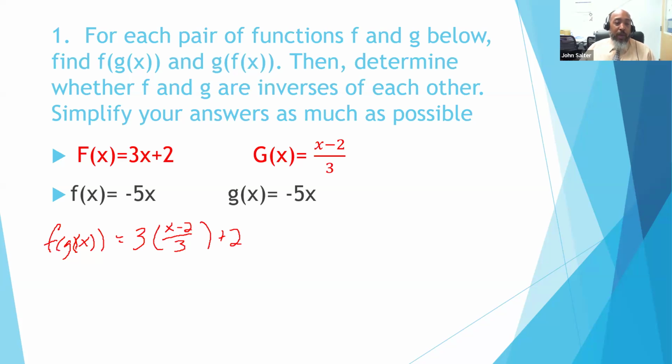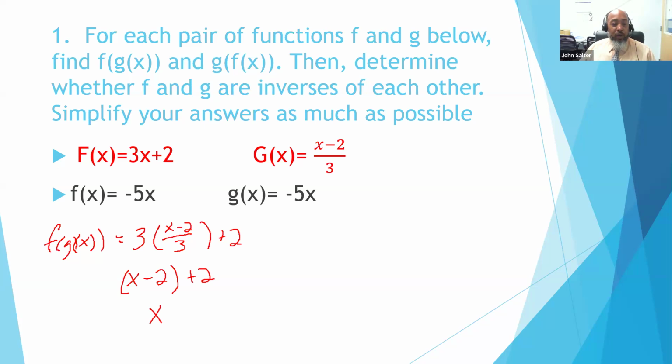All right. I can do some simplification here. To get rid of these parentheses, I can go on and multiply, but I can also simplify. I have two threes here, so those would actually cancel out, leaving me with x minus 2 plus 2. And I have a minus 2 and a plus 2, so my answer here is just going to be x.